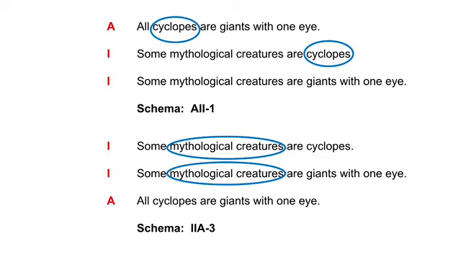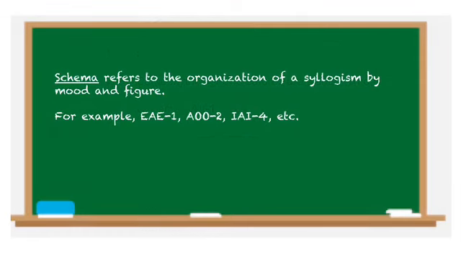Okay, so now if we put that back together, we see that first syllogism is an AII1. You see that it's made up of an A, an I, and an I proposition. And because the middle term is the subject of the major and the predicate of the minor, that's a one figure, figure one. Then in the second syllogism, which is IIA, we see that it's figure three, right? Because the middle term, mythological creatures, is the subject of both the major and the minor premise.